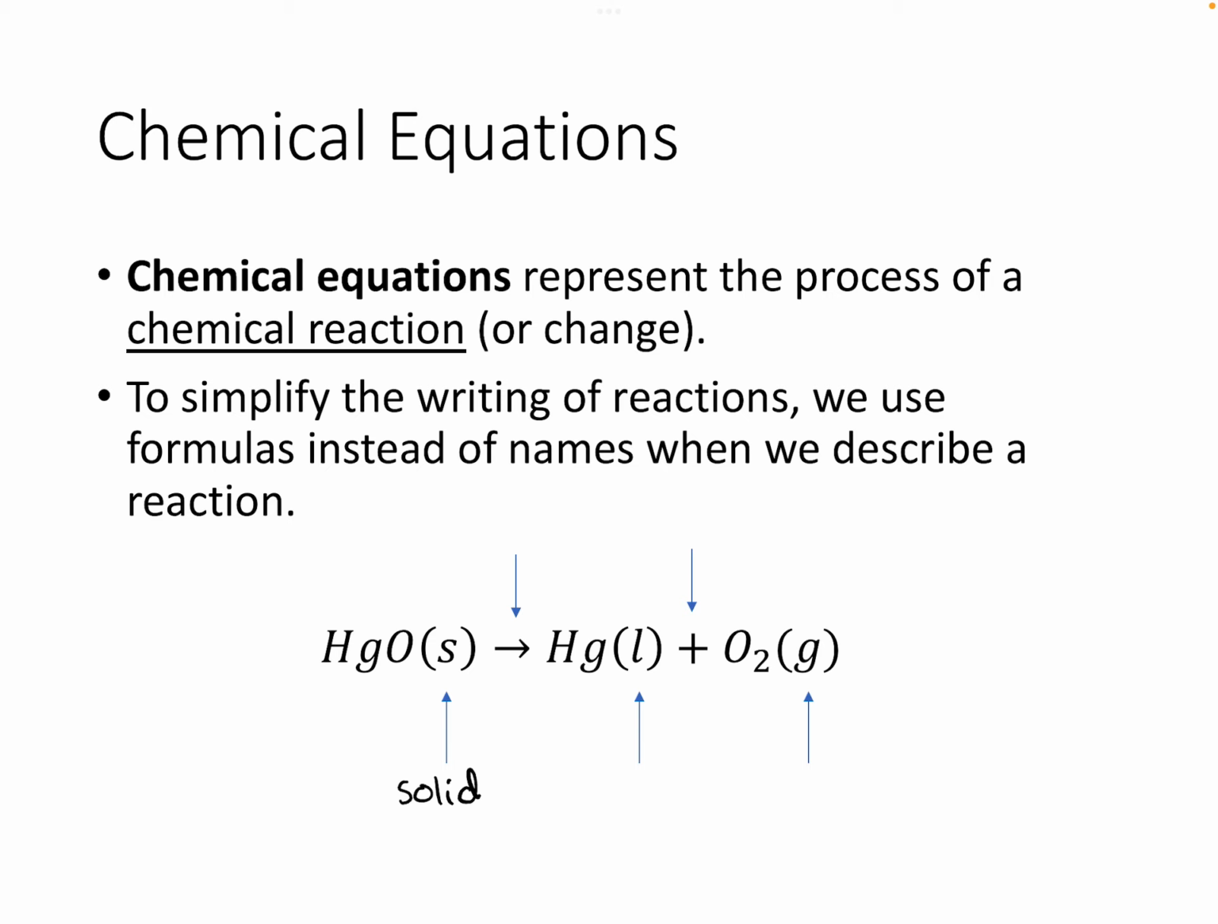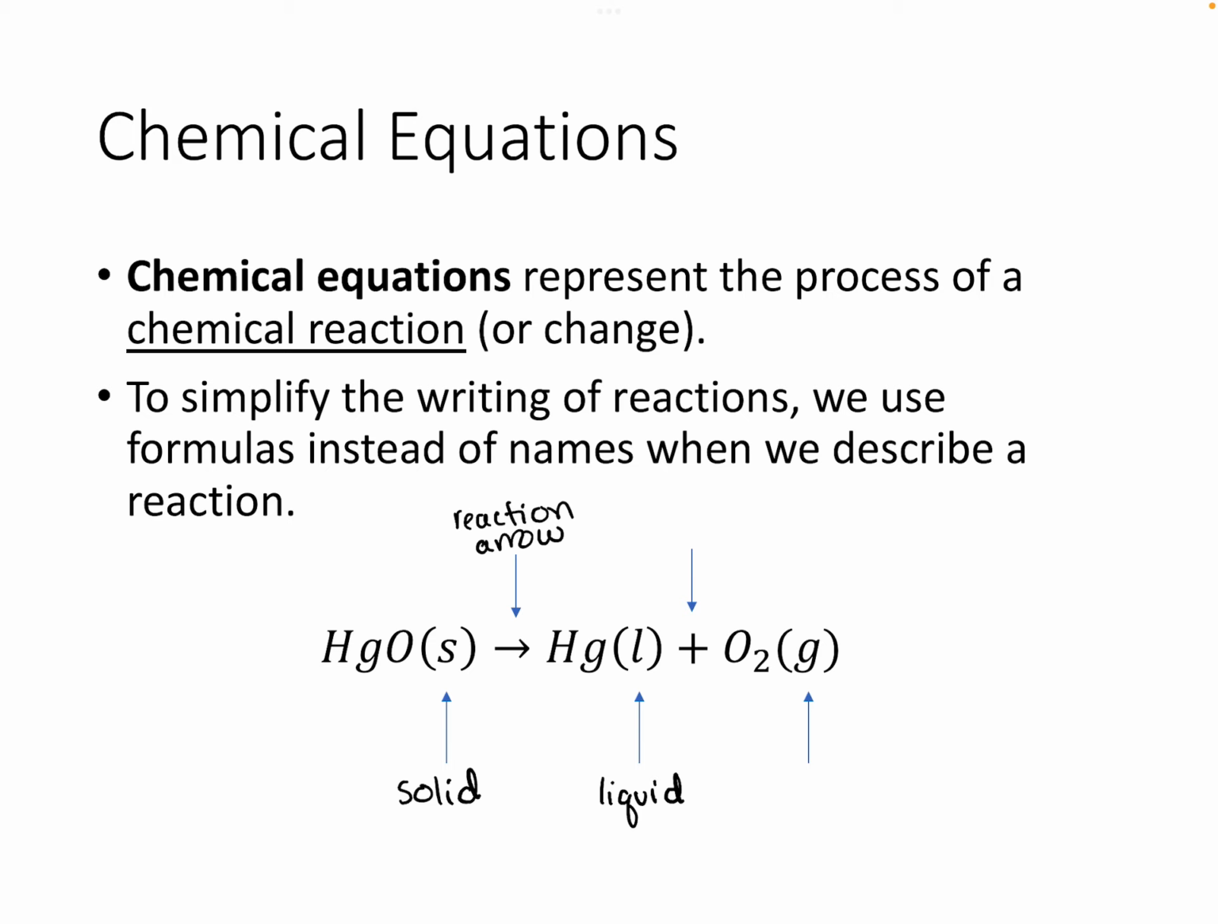Next, we have our reaction arrow. So this is going to separate the reactants from the products. And then in the product side, which is past the arrow, we have our first product, mercury, which has the symbol Hg. And next to that, we have a lowercase l in parentheses. So l stands for liquid. So that tells us that mercury is in the liquid phase.